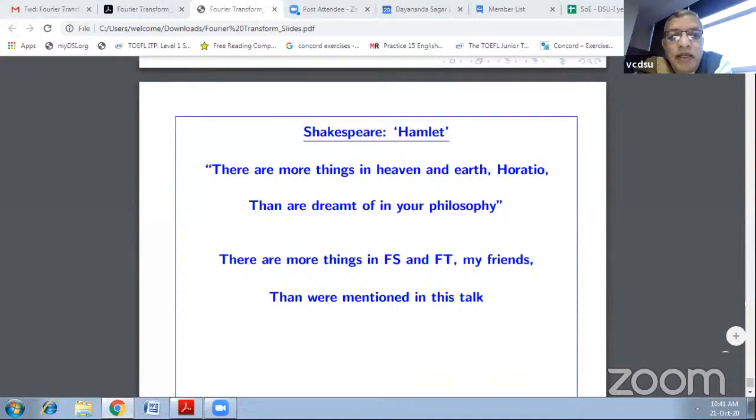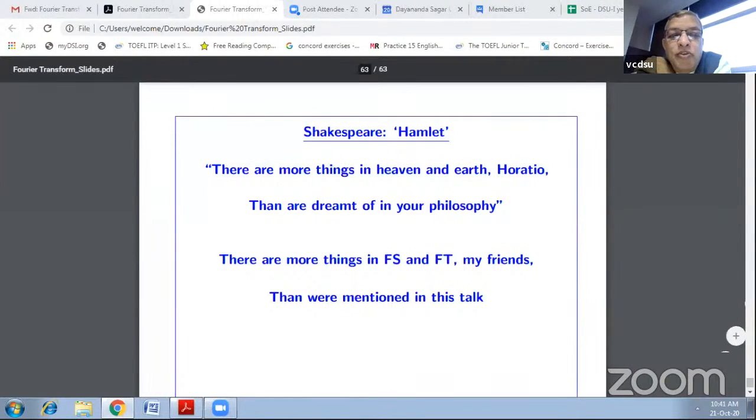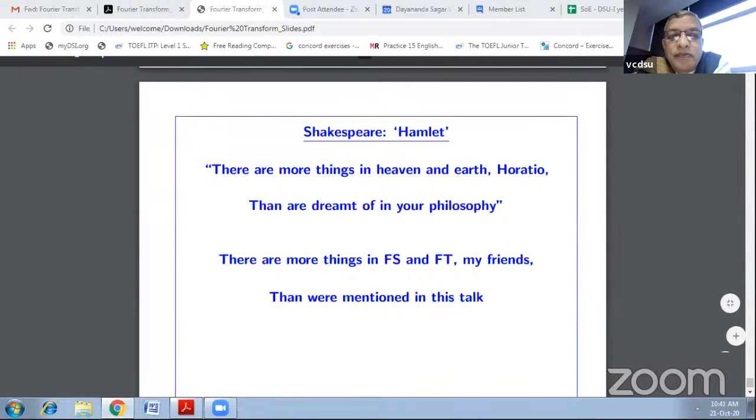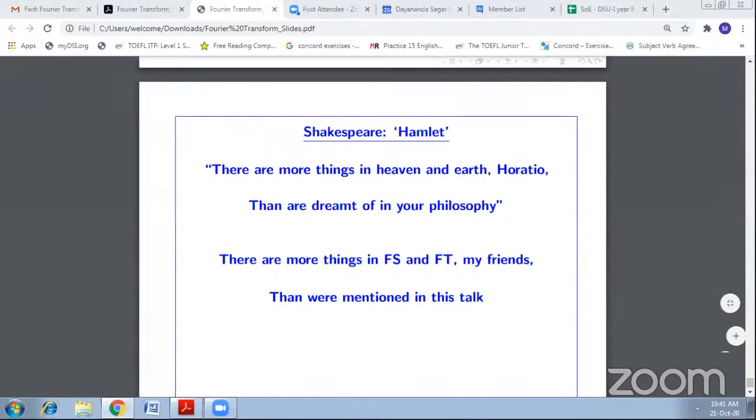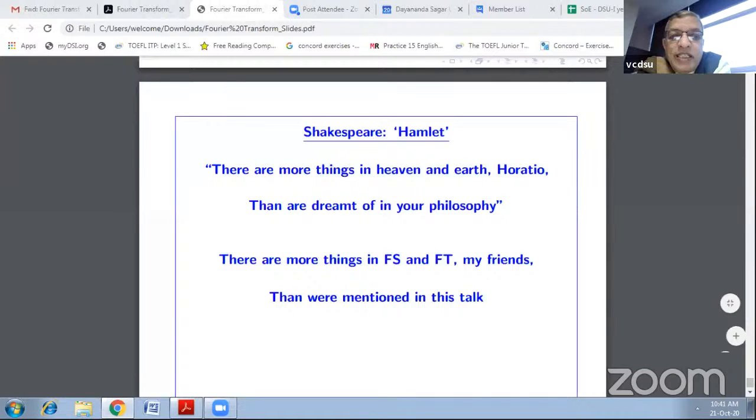So there's one question by Madam Nandini. Which of the Fourier components would be useful for discriminating features? Discriminating features. Which of the Fourier components will be useful for discriminating features?